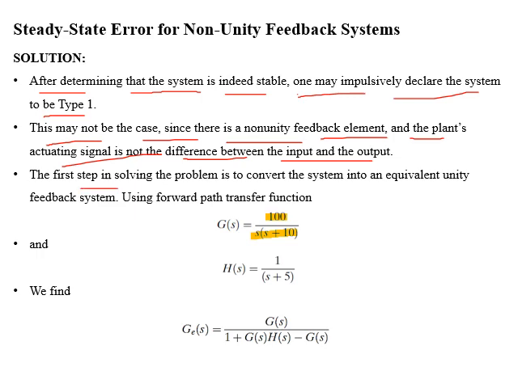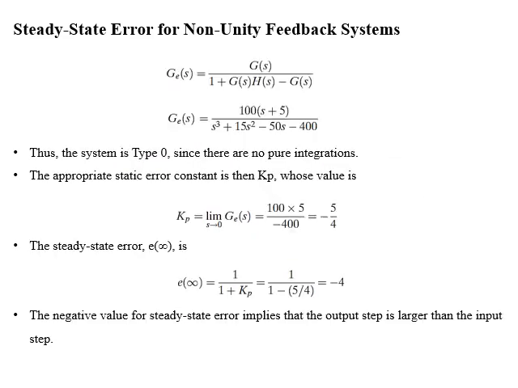So as the first step in solving the problem, we will convert our non-unit feedback system into an equivalent unity feedback system with the help of forward path transfer function G of S and feedback path transfer function H of S. The equivalent forward path transfer function will be G of S divided by 1 plus G of S into H of S minus G of S. Dear students, with the help of the equivalent forward path transfer function Ge of S, we will convert our non-unit feedback system into a unit feedback system.